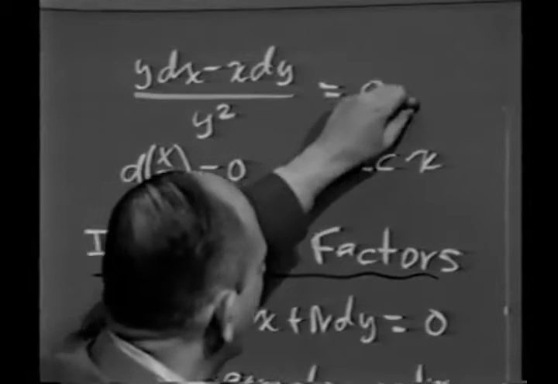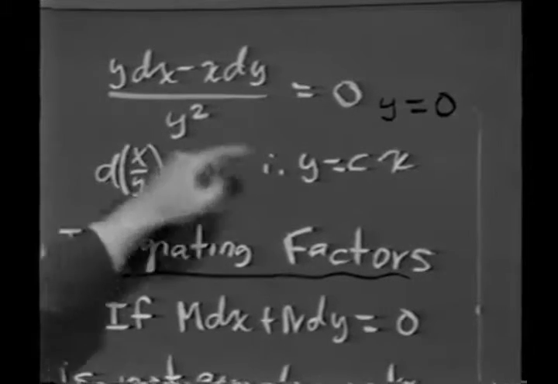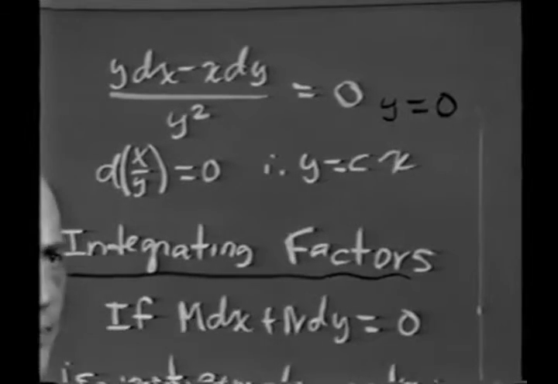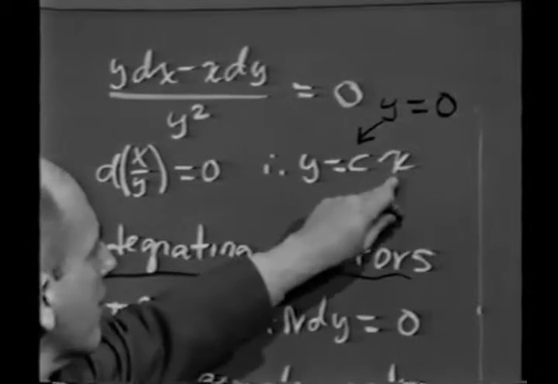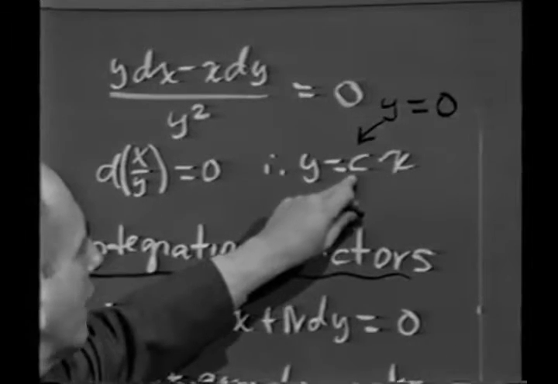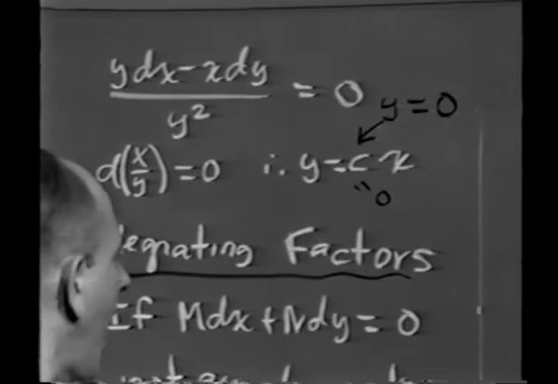By the way, remembering that y had to be unequal to 0 for this to be true, notice that we have to check y equals 0 separately. Notice, by the way, that y equals 0 is a particular solution of this equation obtained by choosing c equal to 0. So y equals 0 gives us no great hardship here.